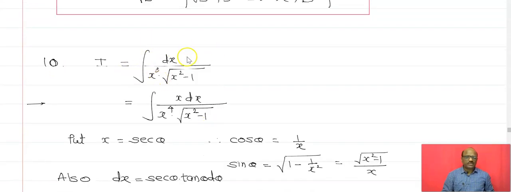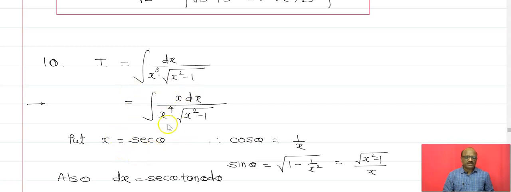Now the problem number 10. I = ∫ dx / (x³ √(x² − 1)). To solve this problem, we will multiply numerator and denominator by x. Therefore, the numerator will become x dx upon x⁴ √(x² − 1). Therefore, you will get, now see what substitution we have taken: x = sec θ.